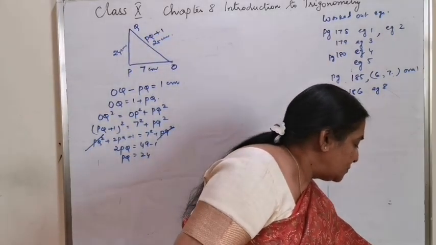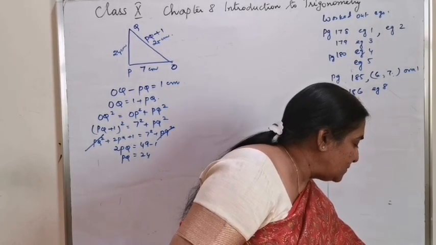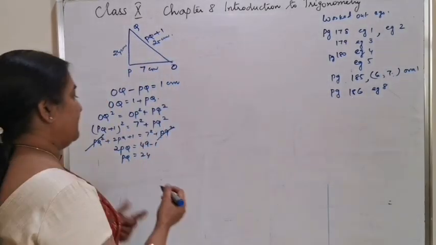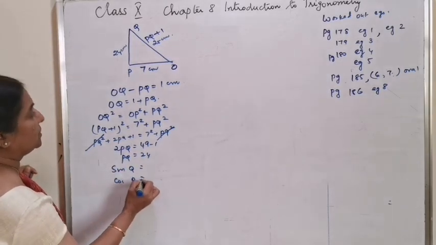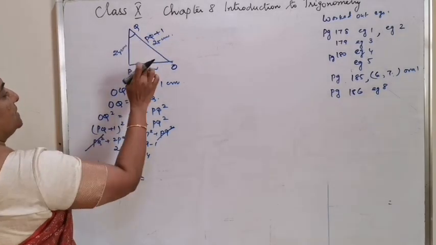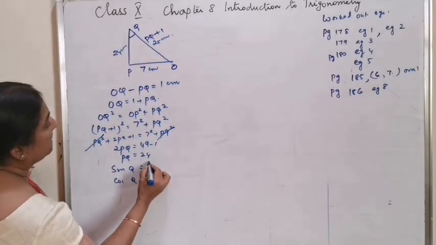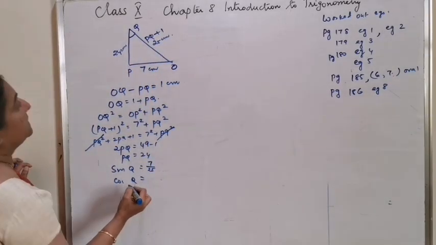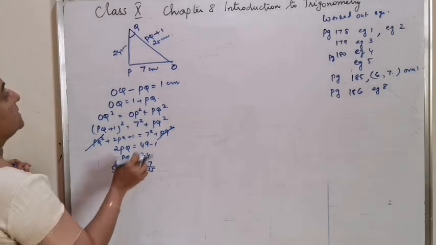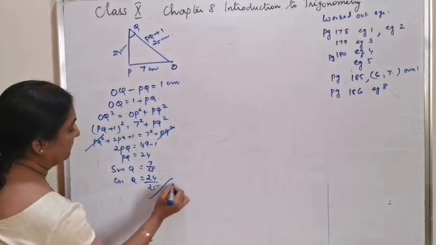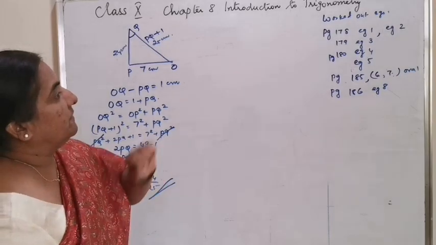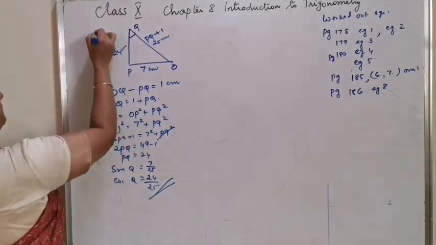You are supposed to find the values of sine Q and cos Q. You have to just write the values of sine Q and cos Q. Sine Q is opposite by hypotenuse and cos Q is equal to adjacent by hypotenuse. That is worked out example 5.